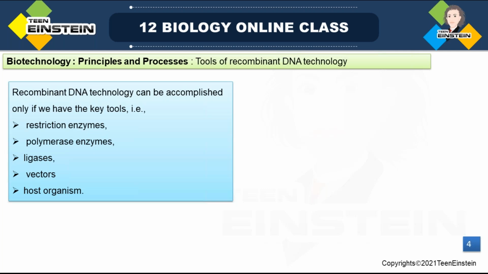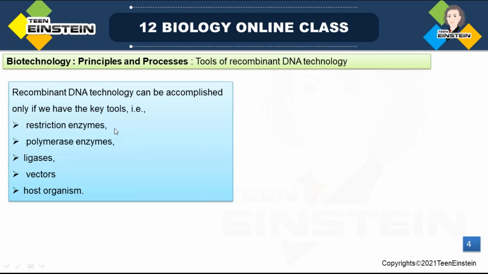So there the vector has the capacity for replication, that can replicate independently without the help of, without the control of the chromosomal DNA. So this is a vector that can independently replicate. Okay. Now we have learned restriction enzyme, polymerase enzyme, ligase, vectors.